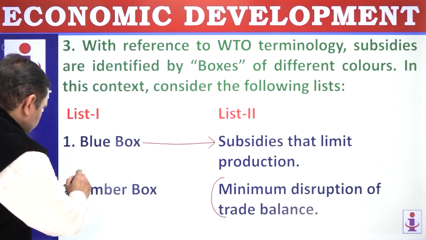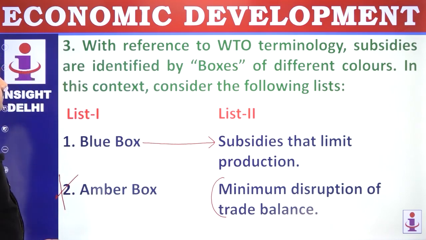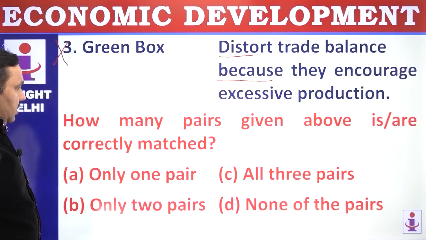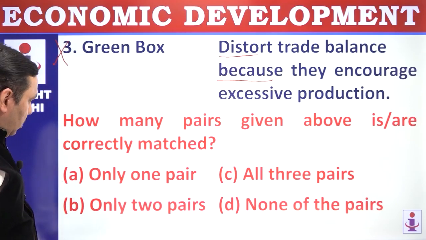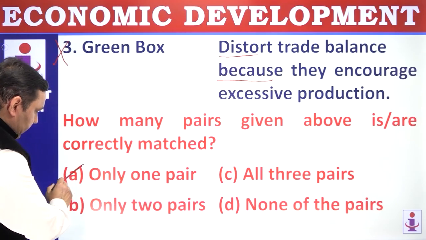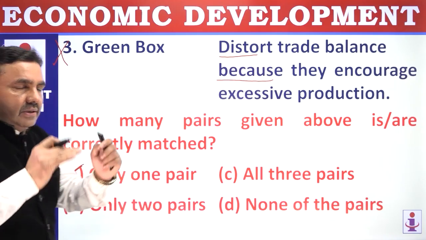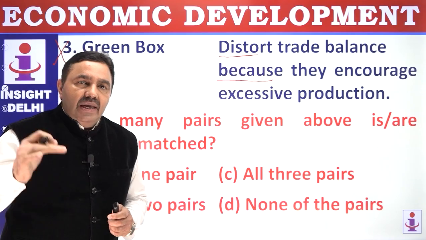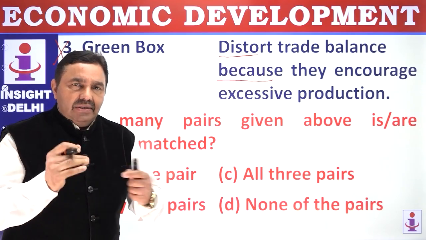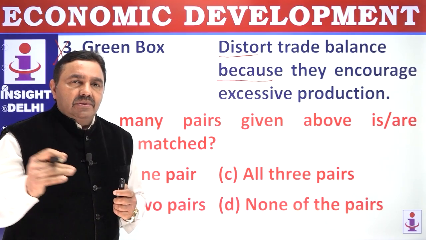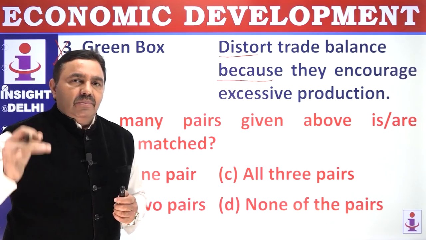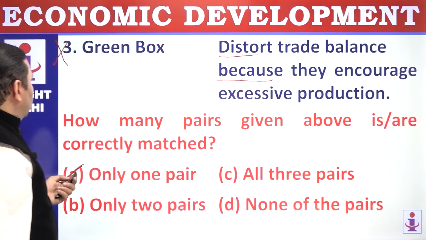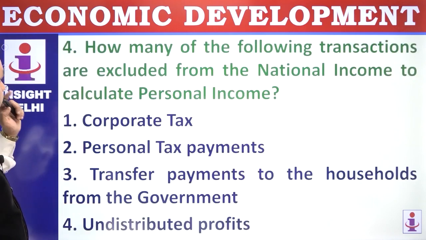So number 1 is correctly matched. Number 2 is not matched here, and number 3 is also not matched. How many of the pairs are correctly matched? Only one pair is correctly matched, that is option A. So read carefully all the boxes of subsidy. Which category India falls in, and what kind of cases have been filed against India by different countries, because we have a serious problem in terms of agriculture subsidies with the developed world, because the developed world gives extensive subsidies in different forms, which underdeveloped or developing countries can't afford.